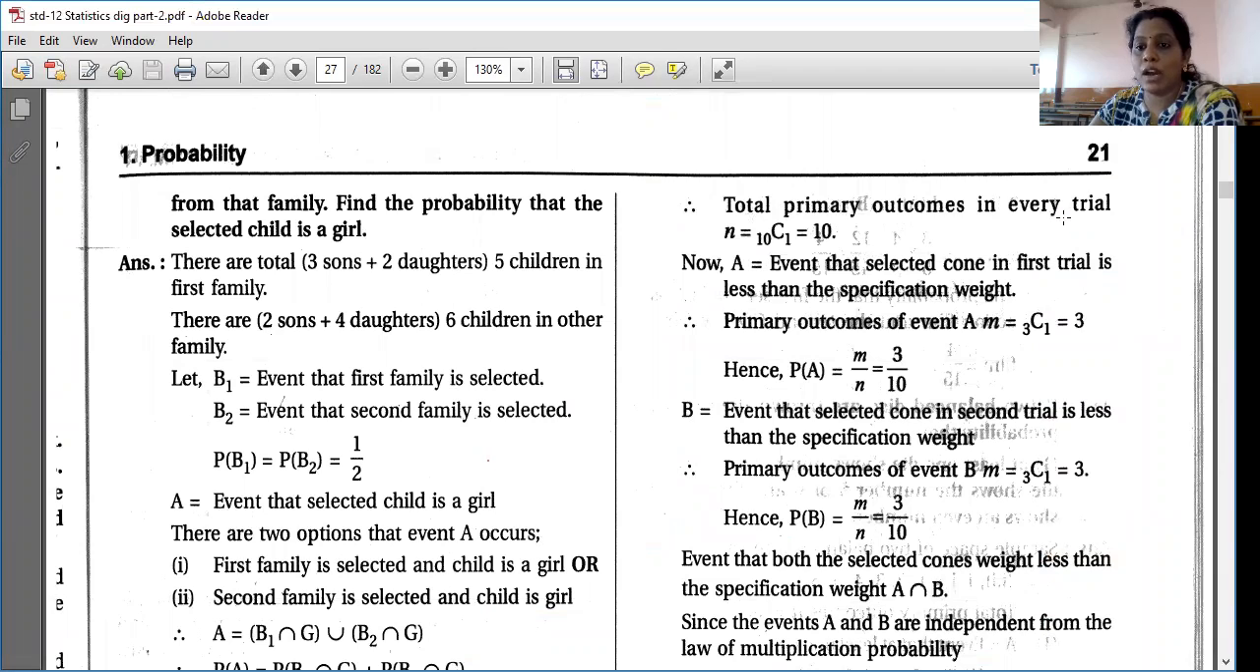So the total primary outcome, the n, will be the total. How many ice creams are there? 10. So 10C1. And what was the event said? Event A is the event that the cone selected in the first trial is less than the specification weight. In the first trial, what you selected is less than the specification weight. See the question once again.